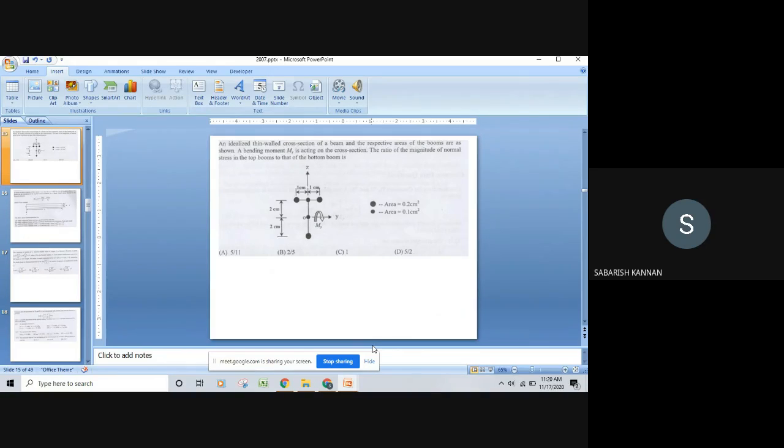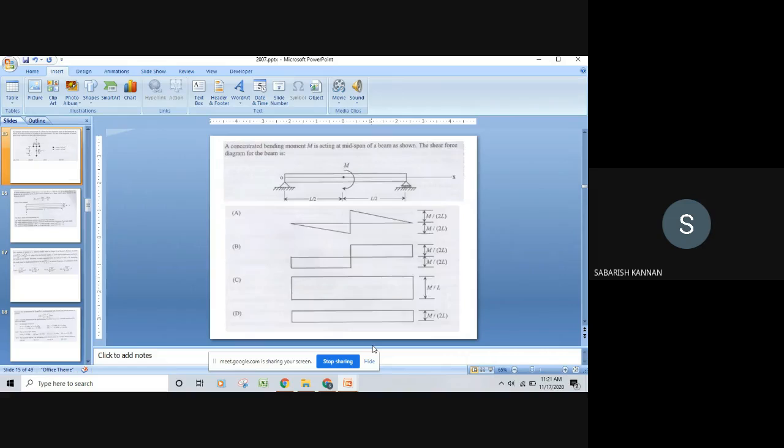I will tell the answer. I think you know about symmetric and unsymmetric. The section is symmetric about the y-axis, right? So the problem is symmetric. Due to symmetry, our Ixy becomes 0. So we only have the My value, and the Mz value is 0.